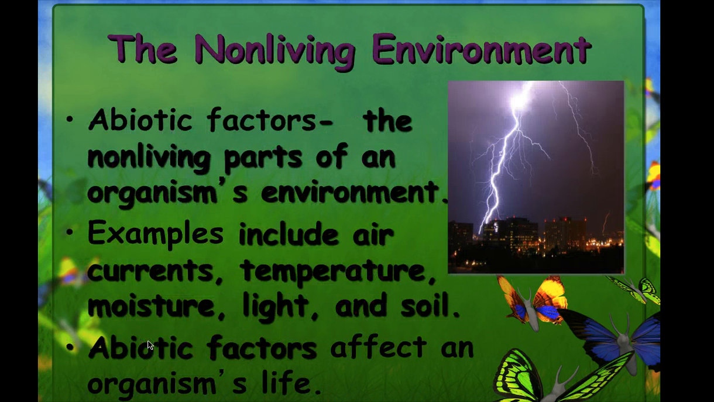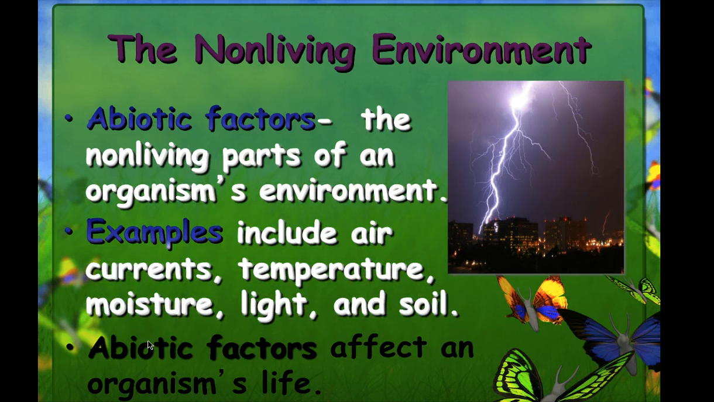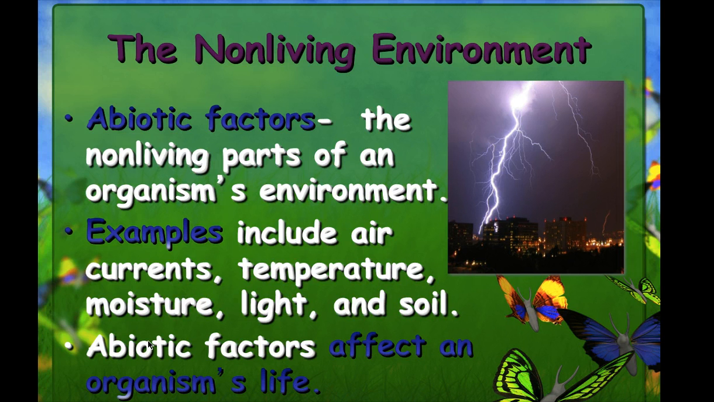So we're going to talk about the non-living environment. Our non-living environment includes abiotic factors. The abiotic factors are the non-living parts of the organism's environment. Examples include air currents, temperature, moisture, light, and soil. Abiotic factors affect an organism's life. If lightning strikes your house, that's going to affect your life. Okay, those are abiotic factors, non-living.